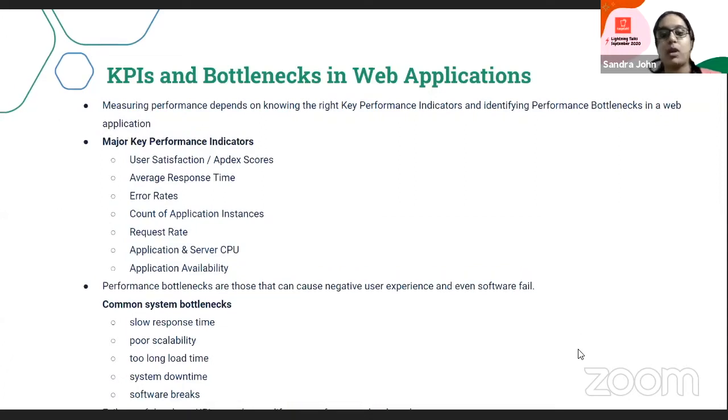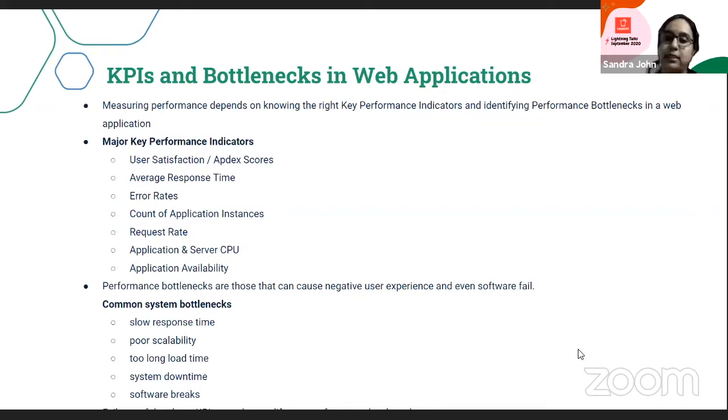So, what are KPIs and what are bottlenecks? The full form of the abbreviation KPI is Key Performance Indicator. These values quantify how good your application's performance is, like high user satisfaction, low average response time, low error rates, count of application instances that are available, high request rates that are supported, low application and server CPU utilization, maximum application availability at all given times. These are all the plus points.